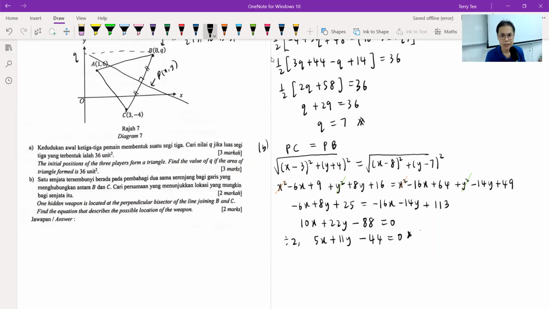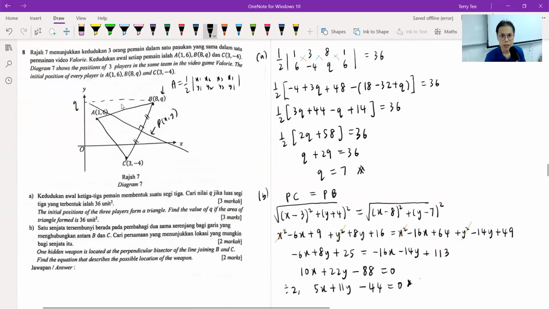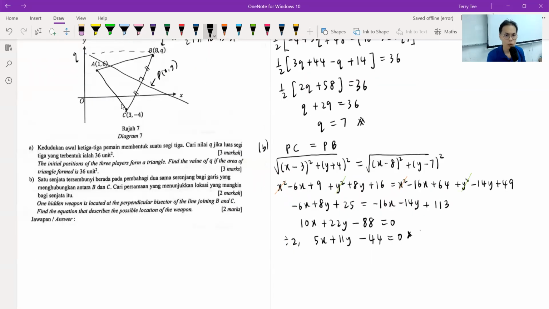We can leave it in any form. Okay, I just want to show you the alternative method to this. You can actually use the equation of perpendicular bisector as well. Number one, let's find out the midpoint. Your midpoint is 3 plus 8 over 2. Number two, we take minus 4 plus q. Q is 7 over 2. This is 11 over 2 and 3 over 2.